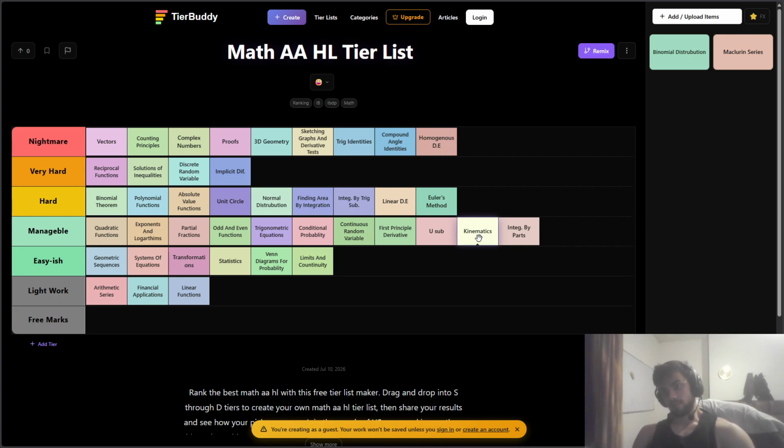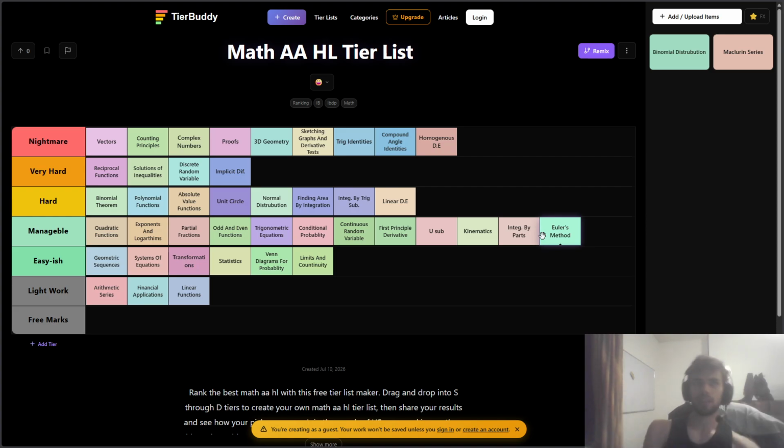Yeah, no, it's manageable. It's not really that hard, but it's just very niche and difficult to remember. There's some way to do it on the TI-84, but it's tedious and takes a long time to learn.